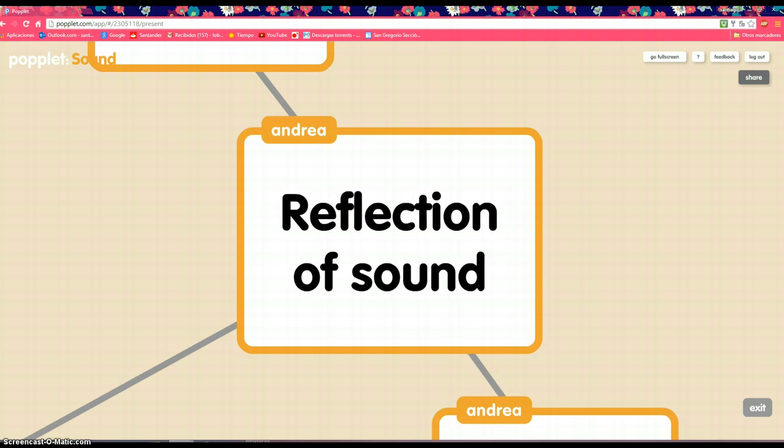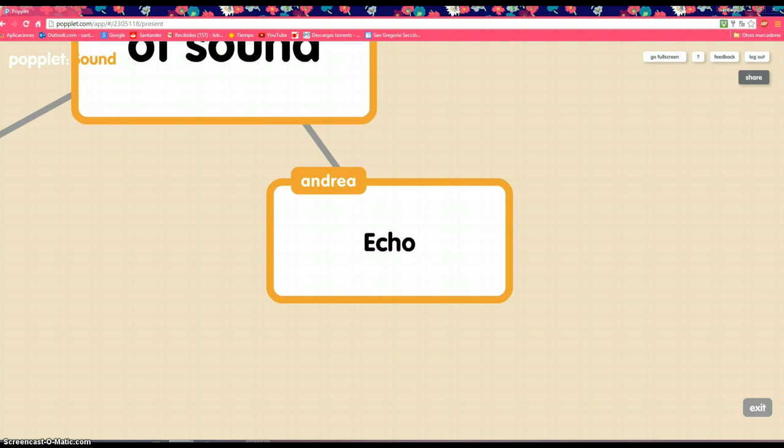Reflection of sound. An echo is the reflection of sound from the surface of an obstacle. Sound takes time to bounce off the obstacle and return to our ears. So we hear both the original sound and the echo.